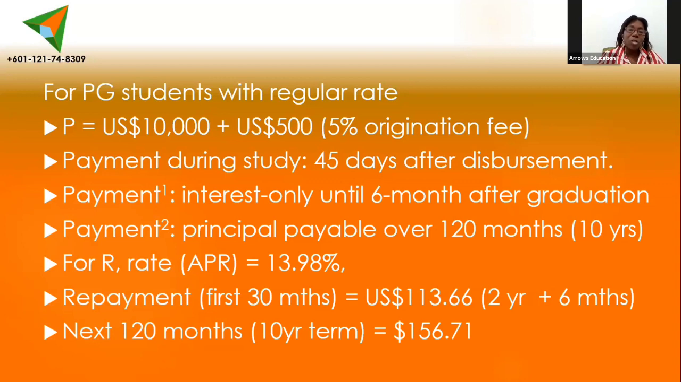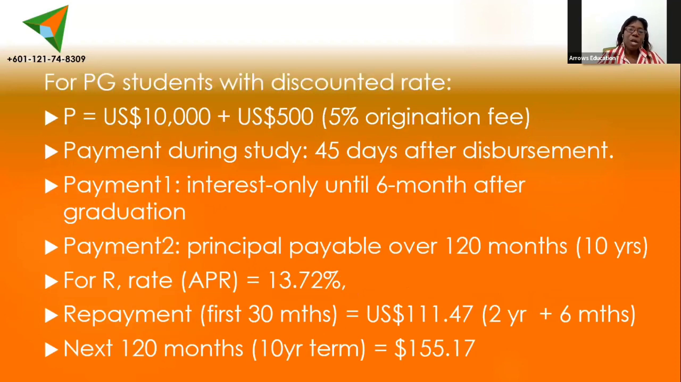So you remember the work and study program? When you are working and studying, you are going to be able to pay back this little amount over the 30 months of your study and the moratorium period. When you graduate, and if you are going for the 10-year term, that's 120 months, you're going to pay back $156.71 every month. So you see, it's doable, right? But that's $10,000. So if you need more than $10,000, you can just do a little bit of arithmetic and you have an idea of what that will look like. This is for postgraduate students with regular rate.